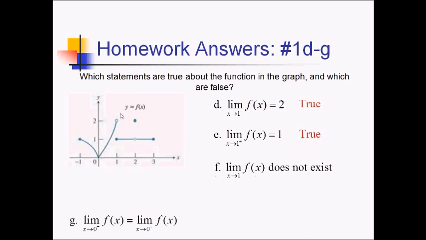And then limit as x approaches 1, two-sided limit now does not exist. Well, the left side limit and the right side limit at x equals 1 do not match up. Because there's a mismatch between those, this is a true statement. The limit does not exist.